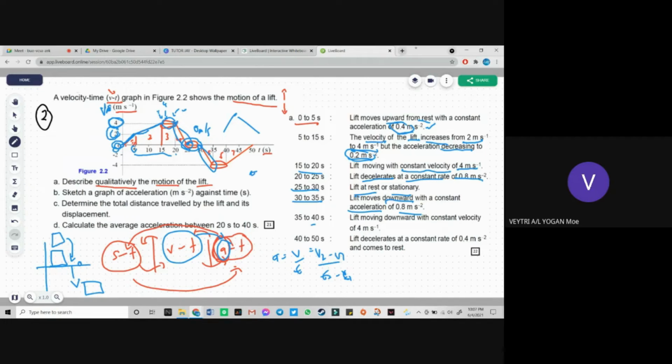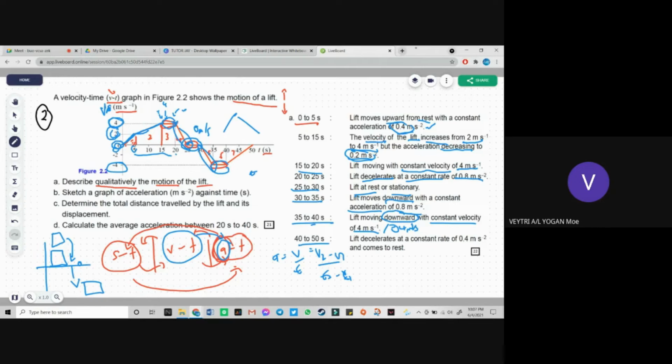Okay, next 35 to 40 here. Ada kan negative 0.4. So constant velocity of 4 meter per second. Now, why can you actually use 4 meter per second or negative 4 meter per second? Because basically, you're still talking about a constant velocity of a particular leaf. That's number one. Number two, it's already down. You're already talking about downward here. So there's no necessity for you guys to put negative here.